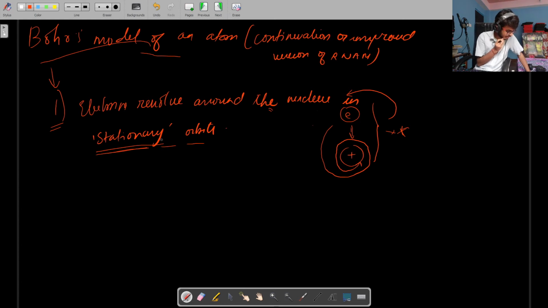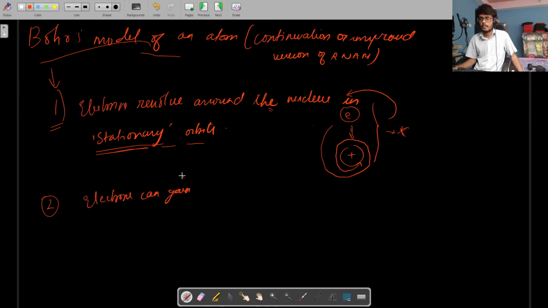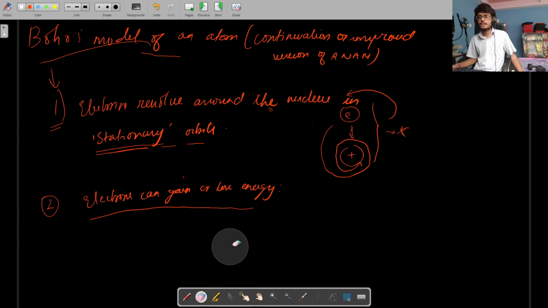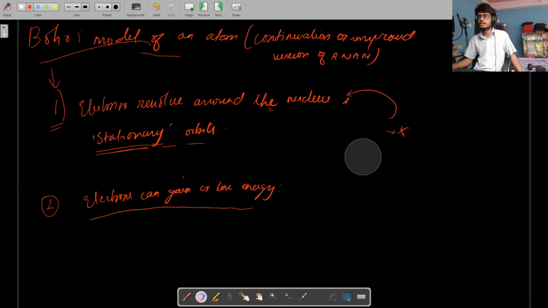Okay. Then we have the second postulate. The second postulate is electrons can gain or lose energy. So the electrons revolving in an orbit can gain or lose energy, right? And this has some criteria. You have to fulfill the criteria, only then you can say that this postulate is correct. So what is the criteria?